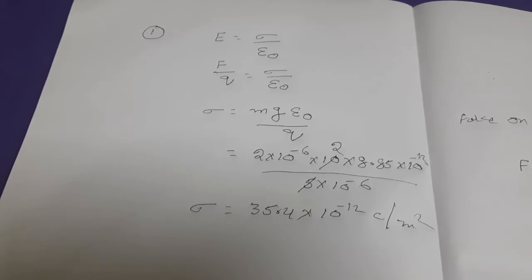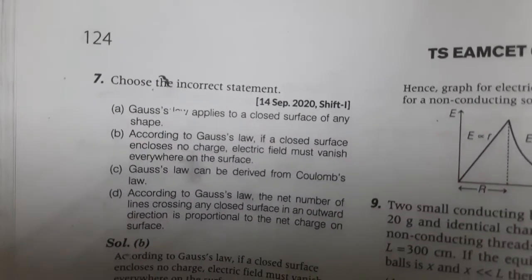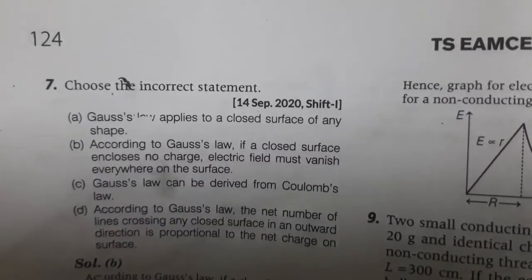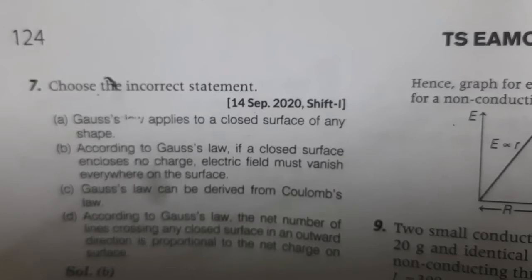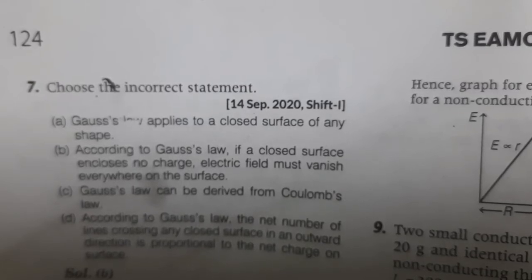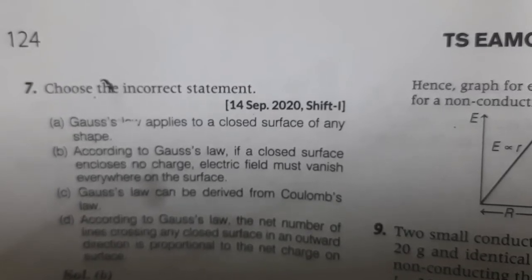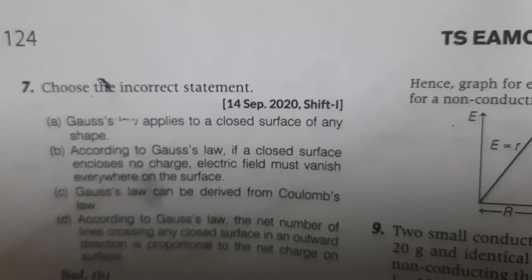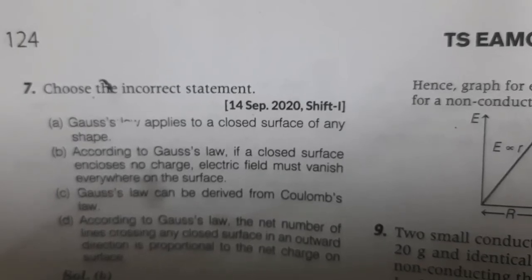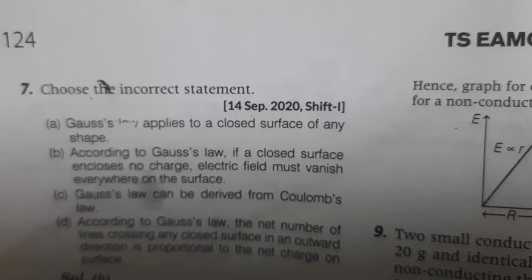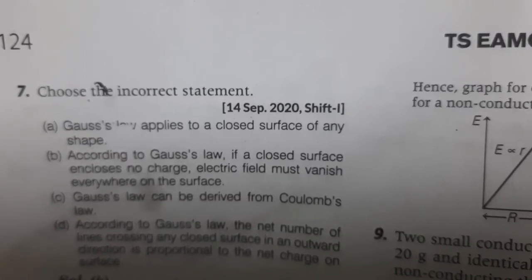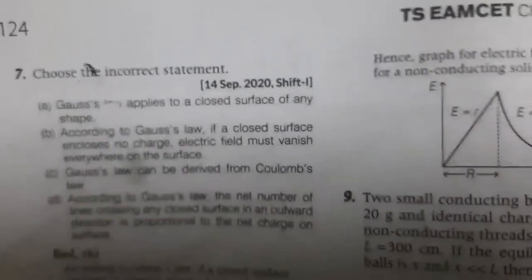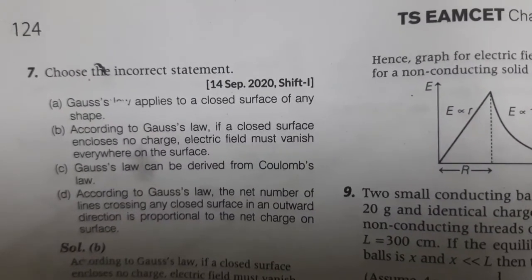The question is also very easy. Look here, they have given only a concept-based question. Choose the incorrect statement. 14 September 2020 shift 1. Option A: Gauss's law applies to a closed surface of any shape. You know that one of the limitations of Gauss's law is that it is applicable only for a closed surface. It is correct only, but we want the incorrect answer.